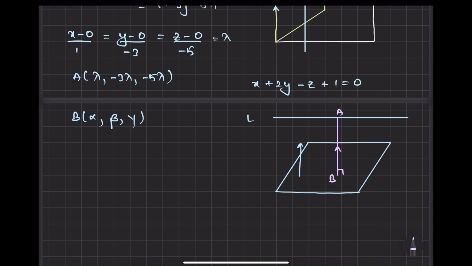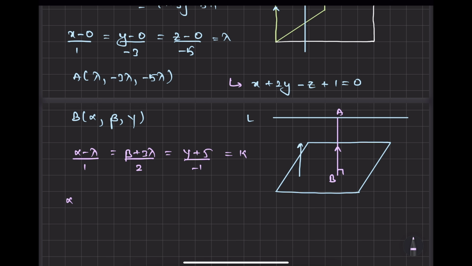Okay, so look at this. First write down the vector AB. So AB means what? Alpha minus lambda. So this is the x component, and the x component of the plane normal is 1. Then beta plus 3 lambda upon 2, the y component. Then gamma plus 5 upon minus 1. So this is the ratio because they are parallel. So suppose it is equal to k.